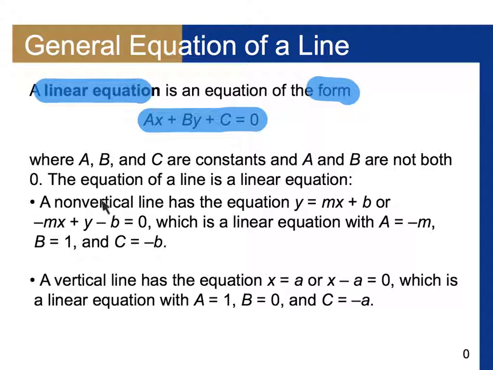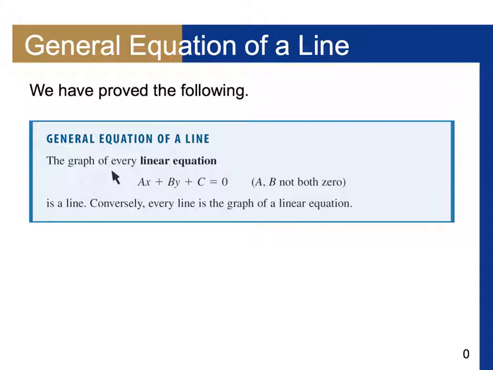So this is not a very useful form because it doesn't tell us much about the line. Unlike the slope-intercept form, which tells us the slope and the y-intercept, or the point-slope form, which tells us the point and the slope. So this is the general equation of a line.